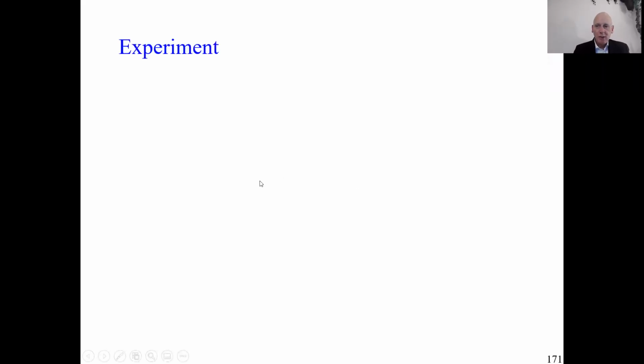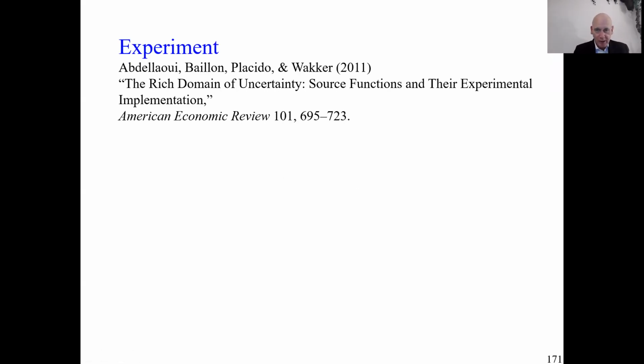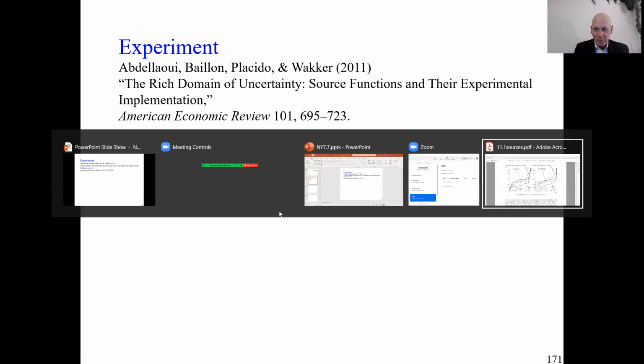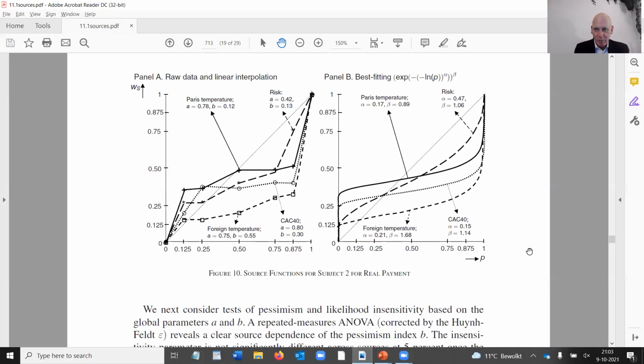Next, present an experiment where the source method was applied. It happened in this 2011 paper. I'm going to show you a figure from that paper and then tell you what was happening there. Here we're going to look at the right panel here.